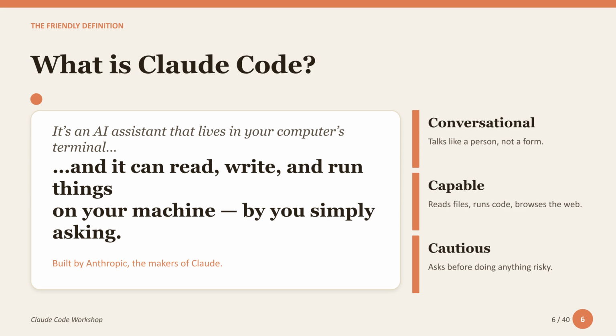Claude Code is an AI assistant that lives in your computer's terminal. It can read, write, and run things on your machine just by you asking. It is conversational, capable of complex actions, and cautious, always asking for permission before executing risky tasks.